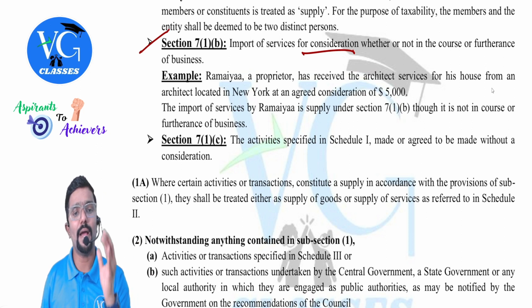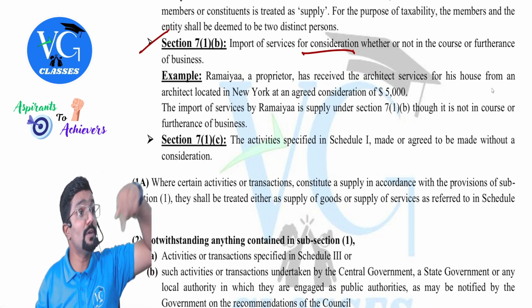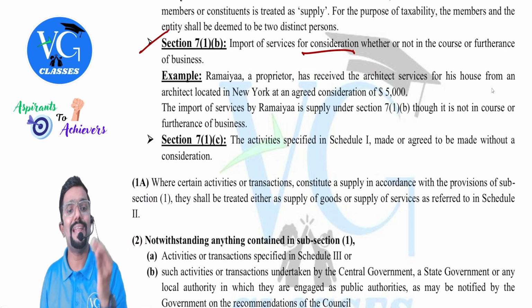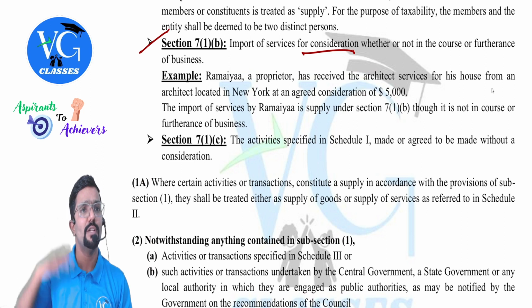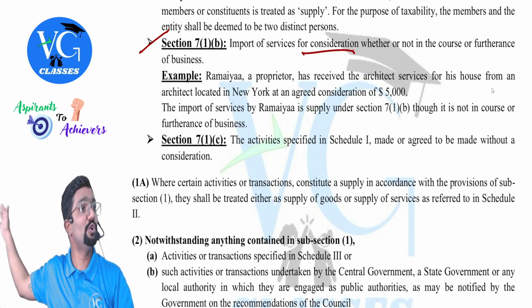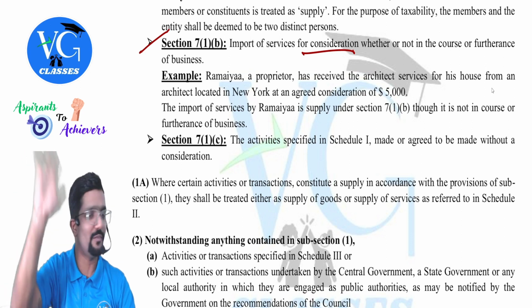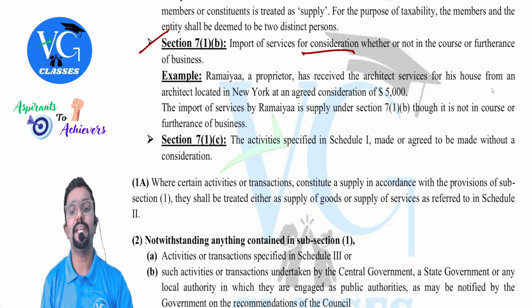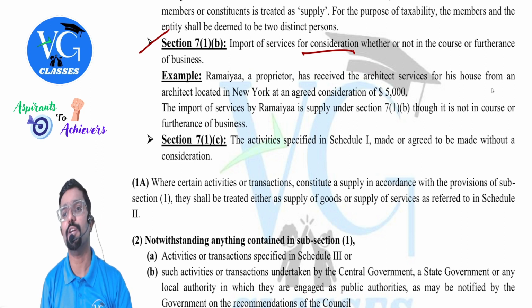Example: Ramaya, a proprietor, has received architect services for his house. For his house means personal, professional or business? Personal. From an architect located in Newark. Newark, where is it? Outside India. Sir, in our city there is New Town, sir. That is different. Newark is different. Outside India, that is in the USA, at an agreed consideration of $5,000.